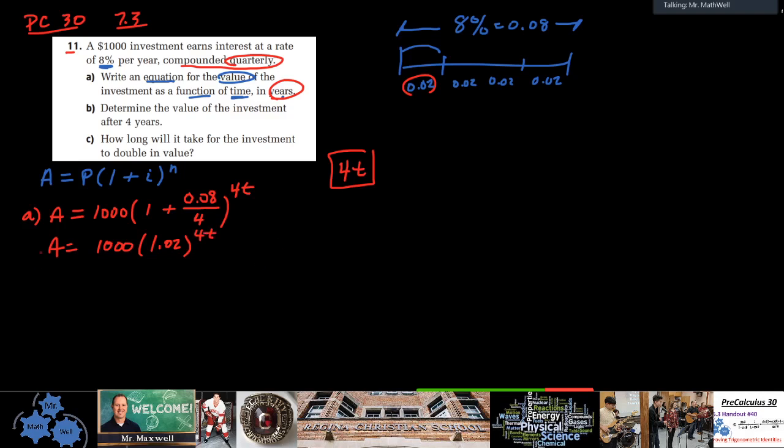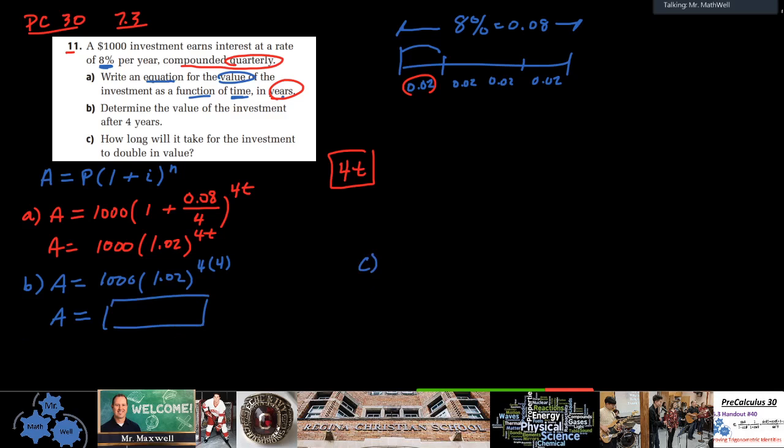Okay. So B, let's look at B now. B says determine the value of the investment after 4 years. Well, the value of the investment is A. We're going to take our equation, and we are simply going to put in 4 for t. So that means that there are 16 times that this interest is calculated, right? 4 times 4 is 16. And so you get your A value there. I'll let you figure that one out. I'll give you the answer at the end of the video, so make sure you can calculate that.